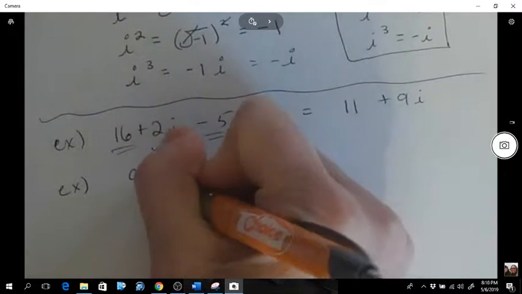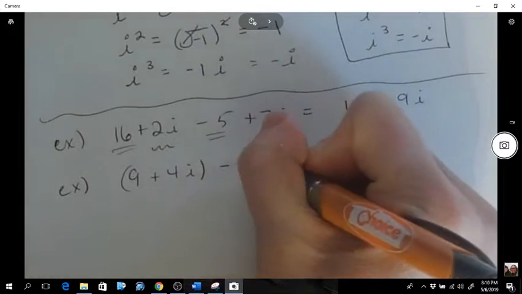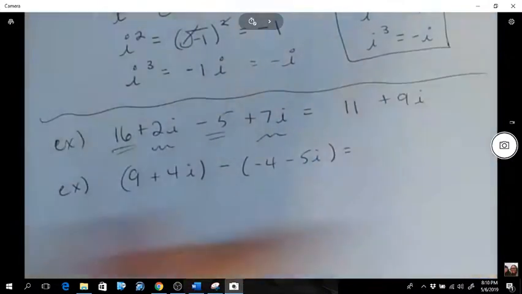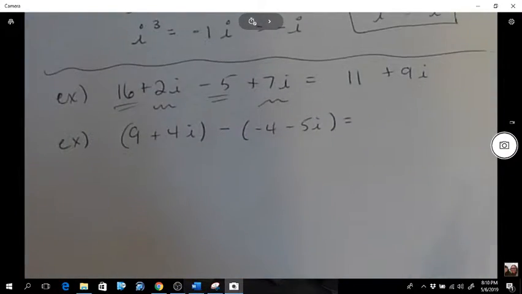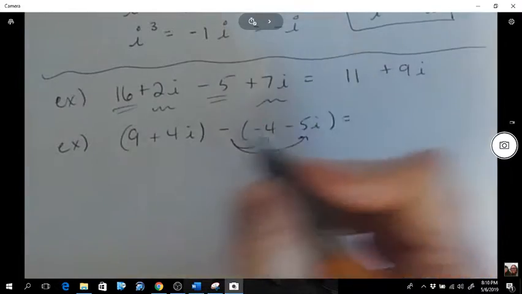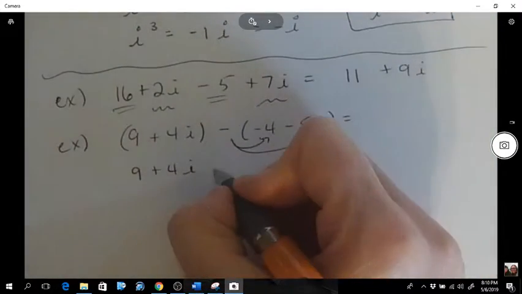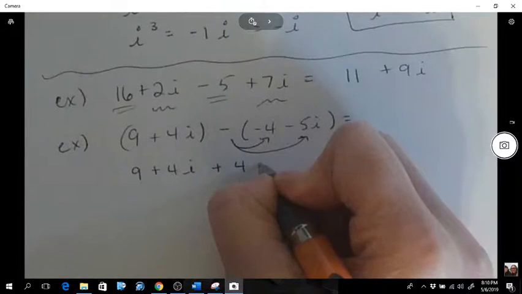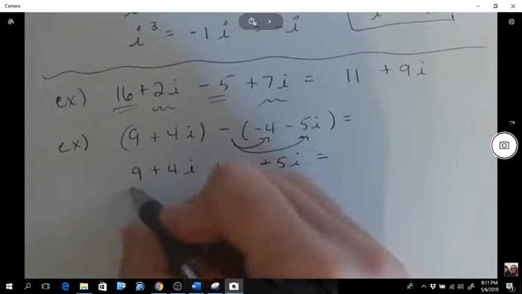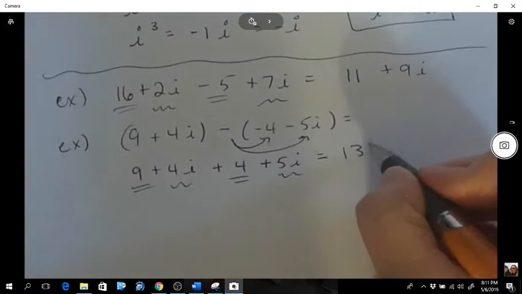Okay, what if I have some kind of brackets in there? Don't forget when you have parentheses that you have to distribute. So without parentheses, this would read 9 plus 4i plus 4 plus 5i. So now I collect 13 and then plus 9i.